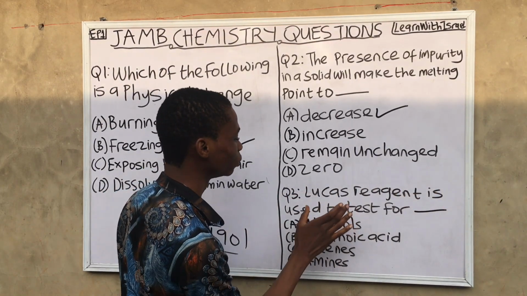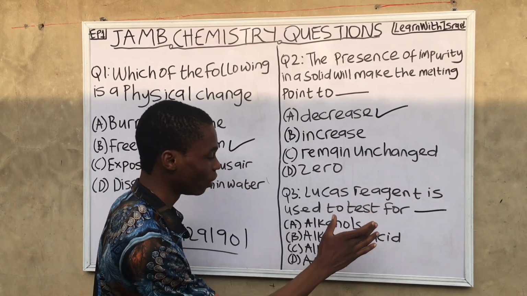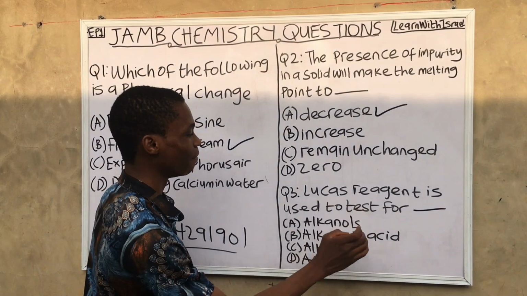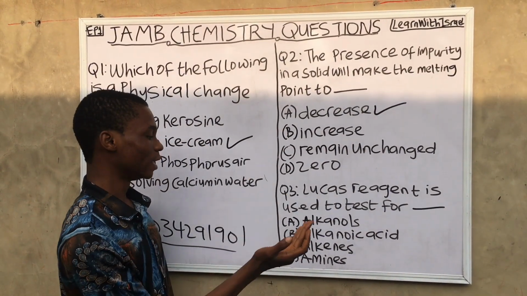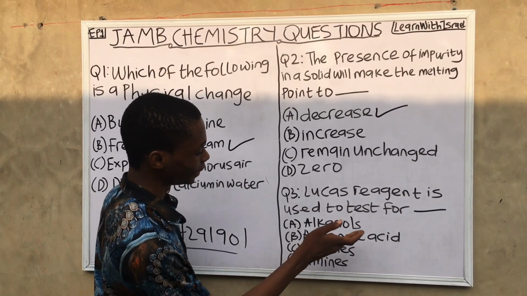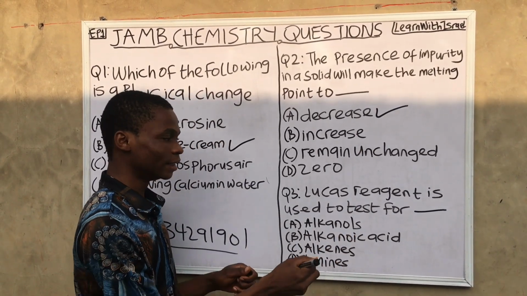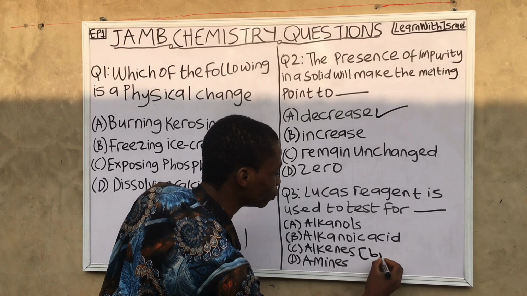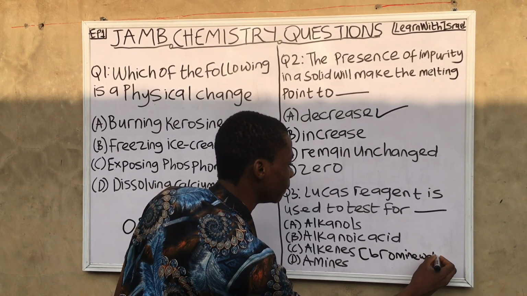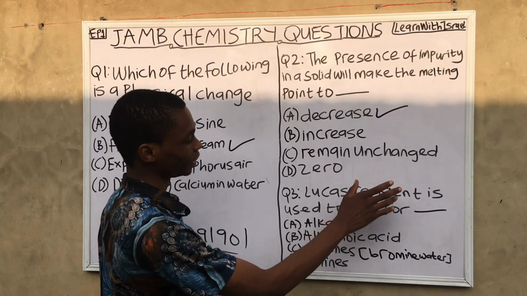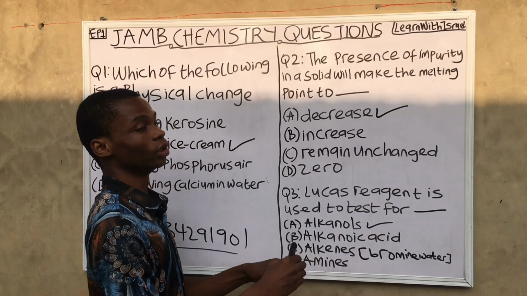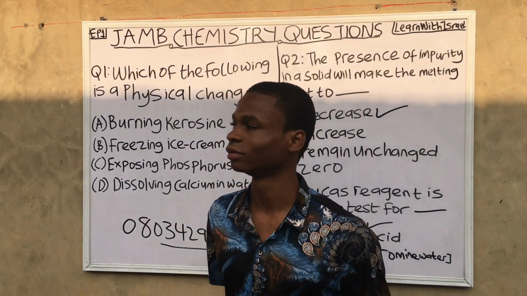Lucas reagent is used to test for dash. A. Alkanols. B. Alkanoic acid. C. Alkenes. D. Amines. So let's start from option B. Amines is not used to test for Lucas reagent. Neither is it alkene. Alkene is tested with bromine water. Lucas reagent is used to test for alkanols. If you know that, guys, alkanols. So let's move to the next question.